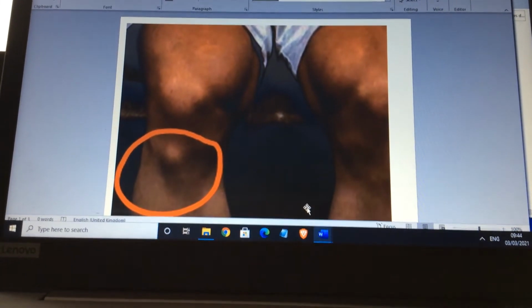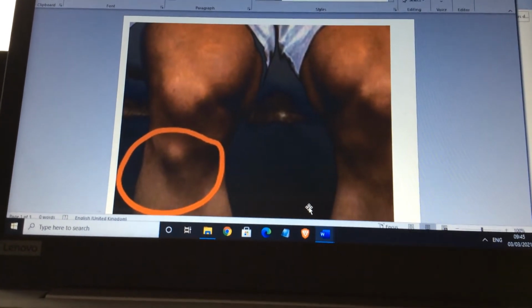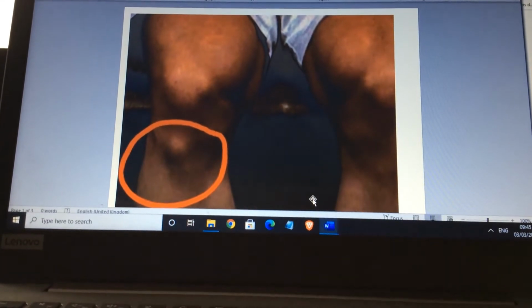Osgood Schlatters disease is an overuse injury which occurs during pubertal growth spurts in adolescence, and it basically causes painful bony lumps just below the knee at the top of the shin bone. In this picture, in that circle there, you can see the bony lump that is characteristic of Osgood Schlatters.